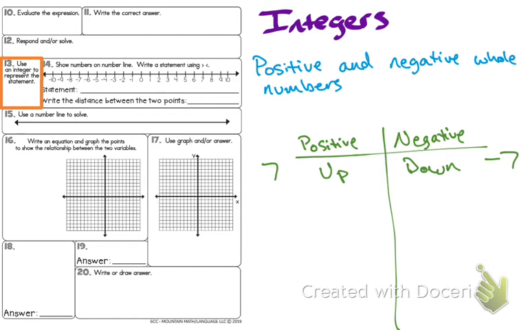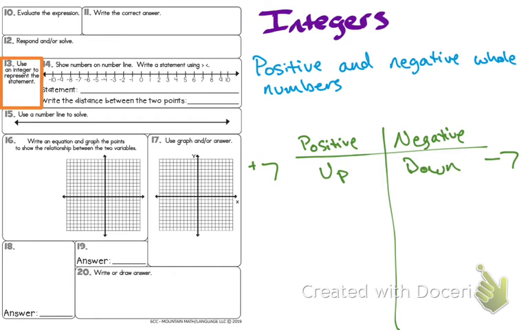Now, notice on the positive side, we could include a positive symbol, but we know in general that if there is no symbol, it is a positive number. So you can leave it with the positive or without it, that's up to you. However, when we're working with our negatives, you have to make sure that you include that negative sign with it.